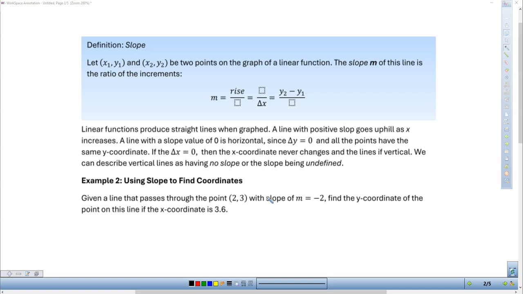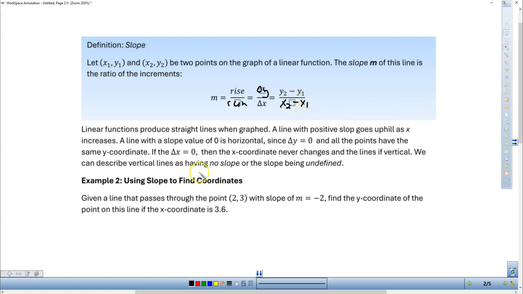So if we can define slope, we can define this as having 2 points, x1, y1 and x2, y2, which are 2 points on the graph of a linear function, and we can define the slope, or m, of this line as the ratio of these increments. So m is rise over run. Some of you might remember this as the rise over the run. We already know this from our previous definition. This is simply the change in y over the change in x. And we can fill that in with the values we looked at in our previous example. y2 minus y1 was our change in y, which means that the change in x, of course, is x2 minus x1.